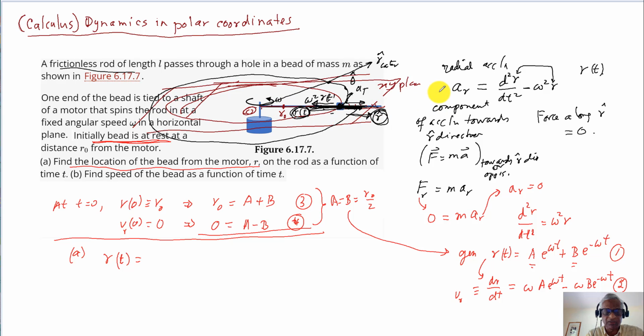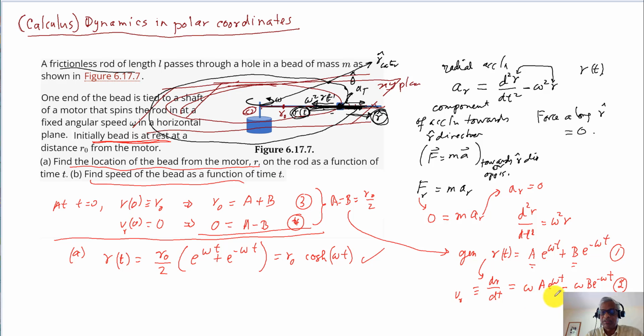not outside the rod. At some point it's going to move off the rod. r of t is equal to r0 over 2 times (e to the power omega t plus e to the power minus omega t), which you can write more compactly as r0 cosh omega t. So that's the answer for A.